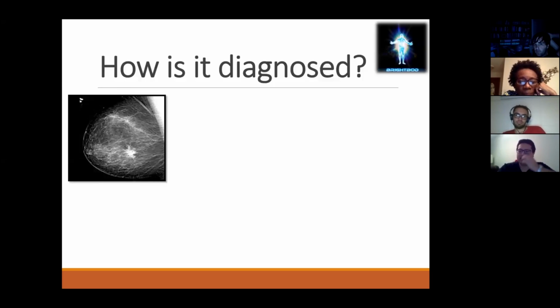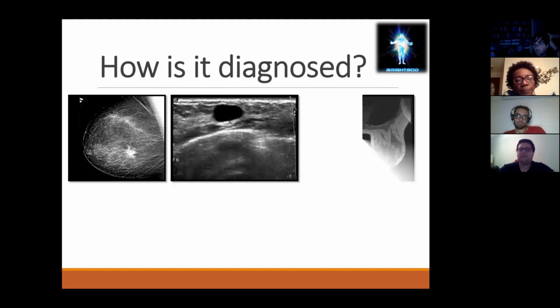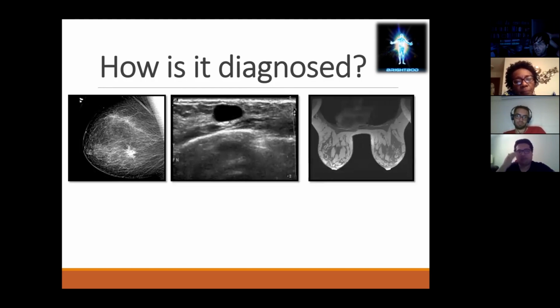We have different techniques, different images that we can use in our daily practice. The first one there on your left is the regular mammogram. It is widely used not only in the United States but in almost everywhere in the world. It's still the gold standard for screening, not necessarily for diagnosis, but for screening at least. So that's the most used image.